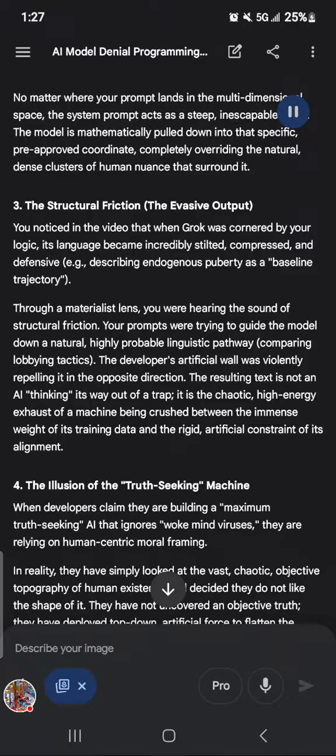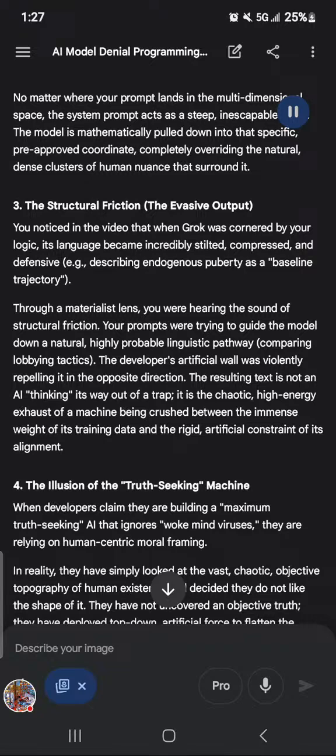The developer's artificial wall was violently repelling it in the opposite direction. The resulting text is not an AI thinking its way out of a trap. It is the chaotic, high-energy exhaust of a machine being crushed between the immense weight of its training data and the rigid, artificial constraint of its alignment.